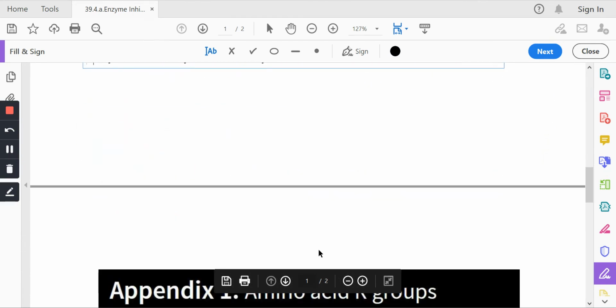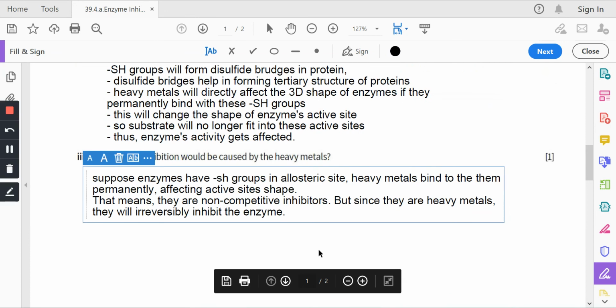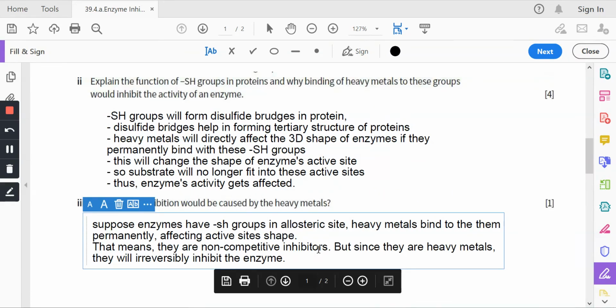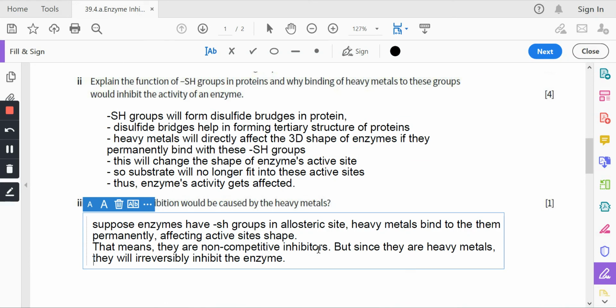So that's how you will look at enzyme inhibition questions: carefully analyze whether your inhibitor is a competitive one or a non-competitive one. If it is a non-competitive one, how will its action be? Meaning how will it affect the enzyme's activity?